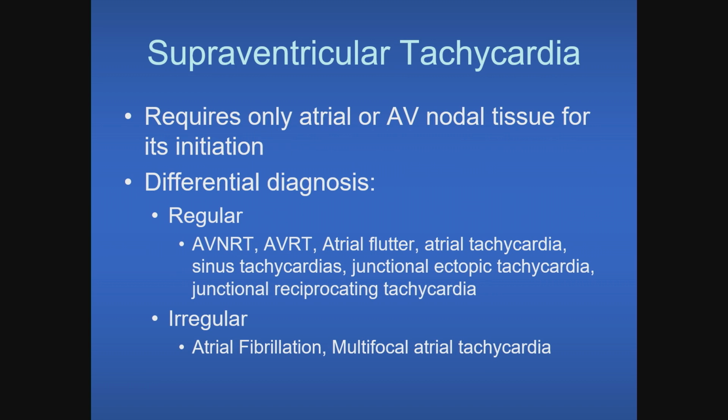So supraventricular tachycardia is any arrhythmia that requires only atrial or AV nodal tissue for its initiation and perpetuation. The differential diagnosis includes regular tachycardias and irregular tachycardias. The regular tachycardias are listed on the slide and include AVNRT and AVRT, which are the most common and we're going to focus on in this talk. The irregular tachycardias, which are going to be covered elsewhere, include atrial fibrillation and multifocal atrial tachycardia.